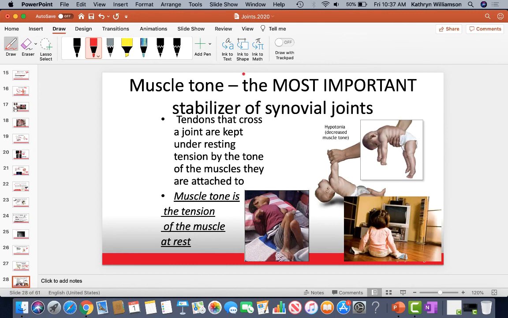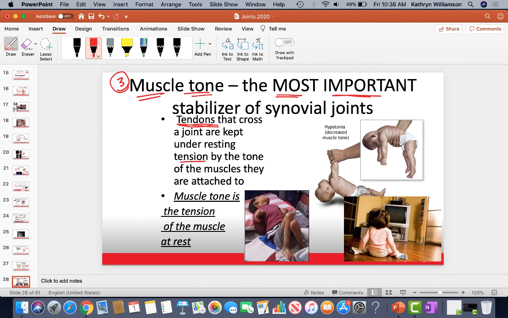And then our third factor, and our most important one, is muscle tone. And we said that this was our most important stabilizer of synovial joints. Muscle tone is basically created by the tension of the muscle that spans the joint. The muscles are going to come down and attach through a tendon, which is going to be that dense regular connective tissue crossing the joint. And it's basically kept under tension by the muscle tone of the muscle that tendon is attached to. And so muscle tone is going to be the most important stabilizer of synovial joints.